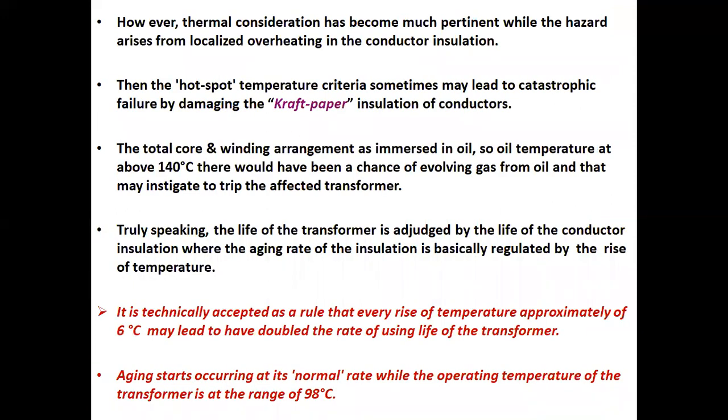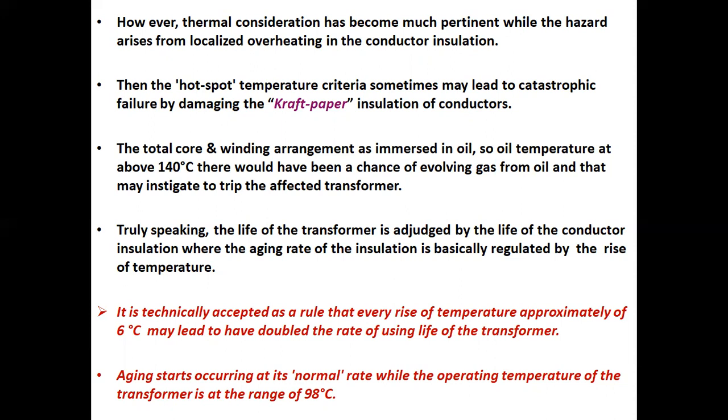However, thermal consideration has become much more pertinent, as the hazard arises from localized heating in the conductor insulation. The hotspot temperature criteria sometimes may lead to catastrophic failure by damaging the kraft paper insulation of conductors.